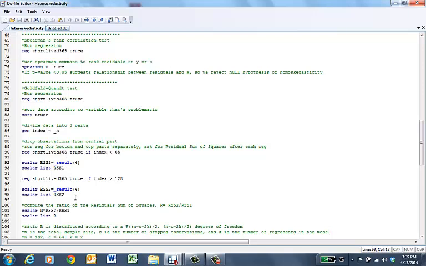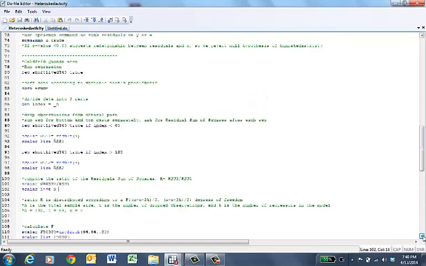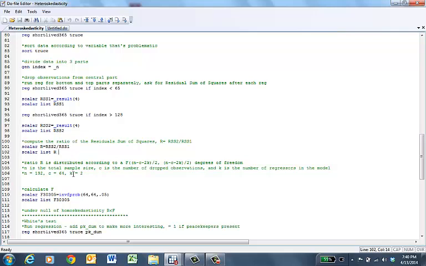And in each of these regressions, you're going to pull the residual sum of squares and calculate the ratio of the residual sum of squares from the bottom model and the top model to get our R. Next, you would compute your F statistic, and then you compare these. So if your R is less than your F, you fail to reject the null hypothesis of homoskedasticity. But if your R is greater than your F, you reject the null, which is homoskedasticity.